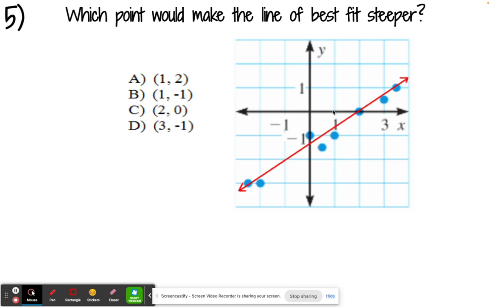Let's look at the other one. 1, -1. I already have a point there. I don't think that would make any difference to my line of best fit. 2, 0. Again, I already have a point, and this one's right on my line, so it's not going to make a difference. And 3, -1. That will make a change to my line because it is below the line, but it's going to make it less steep. It's going to bring my line down a little bit. So the one that's going to make it steeper would be A, 1, 2, because it's going to be up here. A steeper line would go like this, versus a flatter line, or a less steep line, would have a smaller slope.